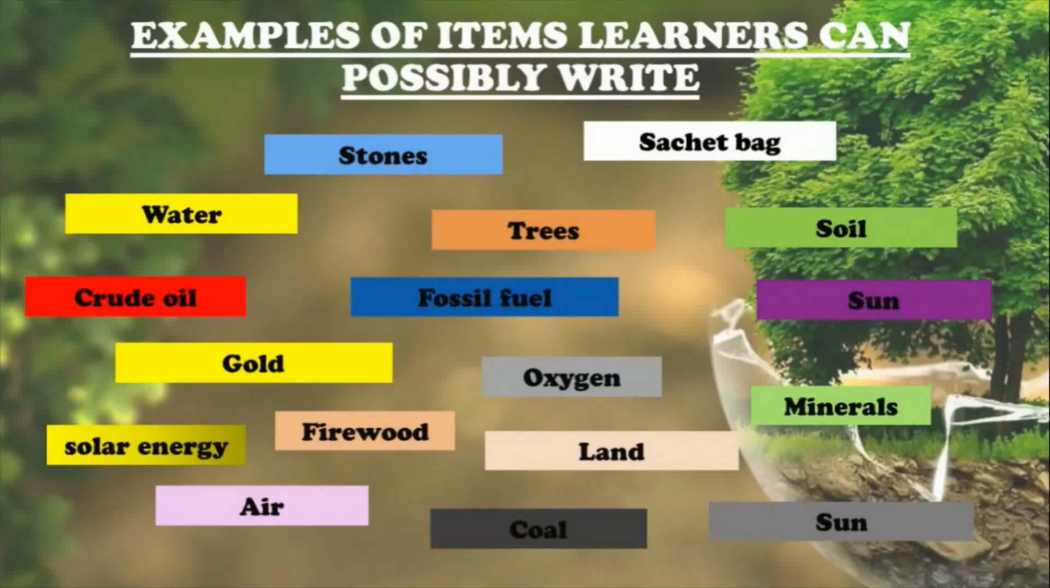So this is an example of the things that you'd have your learners possibly writing for you. Again, the examples would be community related or region related, depending on what is around their surroundings. So you could have them writing stones, oxygen, sun, those kind of examples. Remember that not all the examples that the learners would give would be right answers.